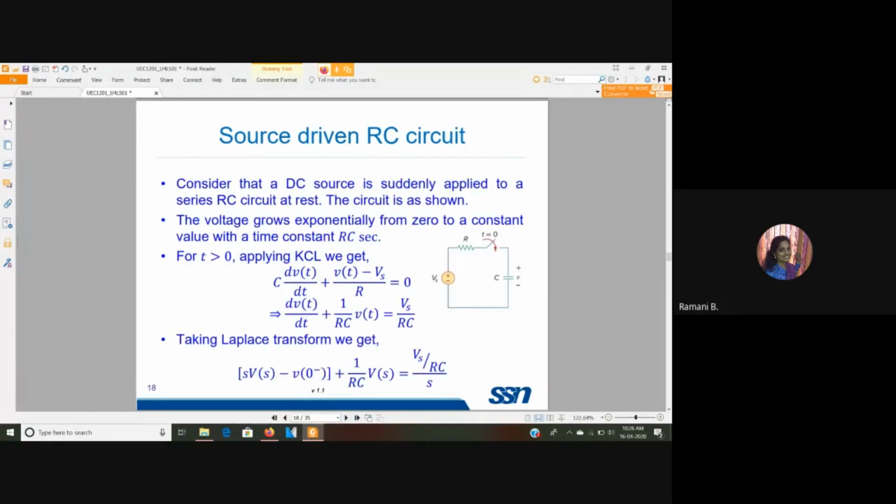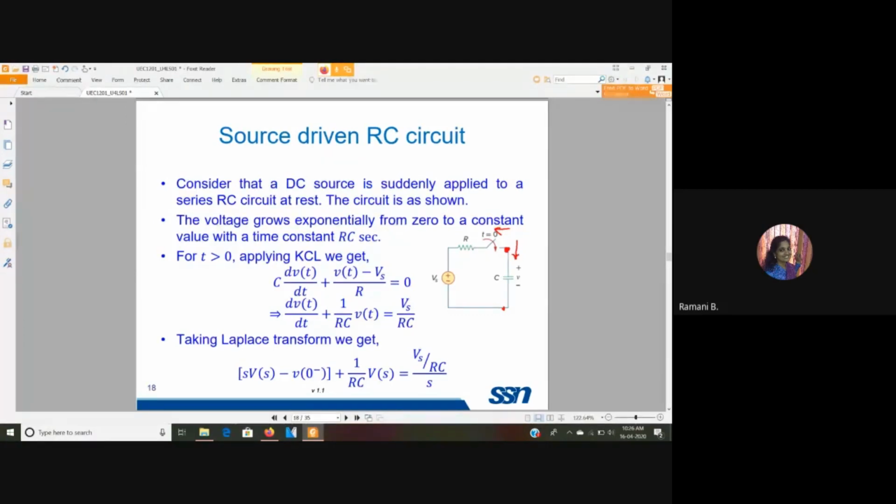Next, the source driven RC circuit. Similar to what we did with the source driven RL, here also we consider the circuit to be at rest initially, and we are applying a DC source. So when the switch is closed, we are applying the DC source of value Vs. Here again, considering this as the node point, and let this be the reference. So applying KVL, here this would be your IR and this will be your IC.